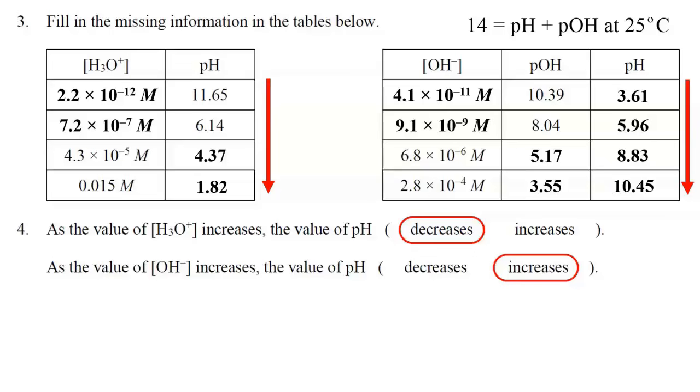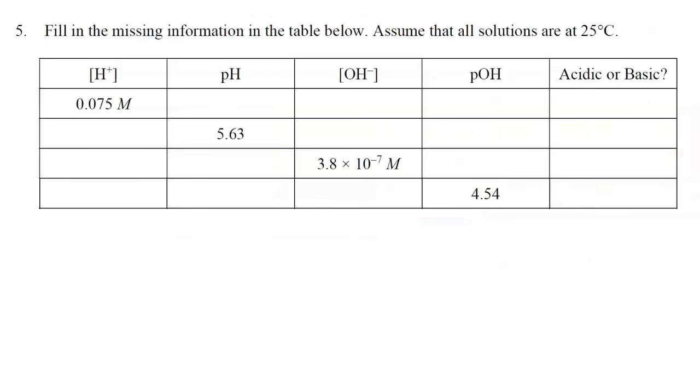Now let's take a look at question 5 in your packet. It says, fill in the missing information in the table below. Assume that all solutions are at 25 degrees Celsius. So the columns in this table from left to right are the following. Concentration of H+, which is interchangeable with the hydronium ion, pH, concentration of hydroxide, pOH, and then finally a question about whether that solution in that row of the table should be classified as acidic or basic.